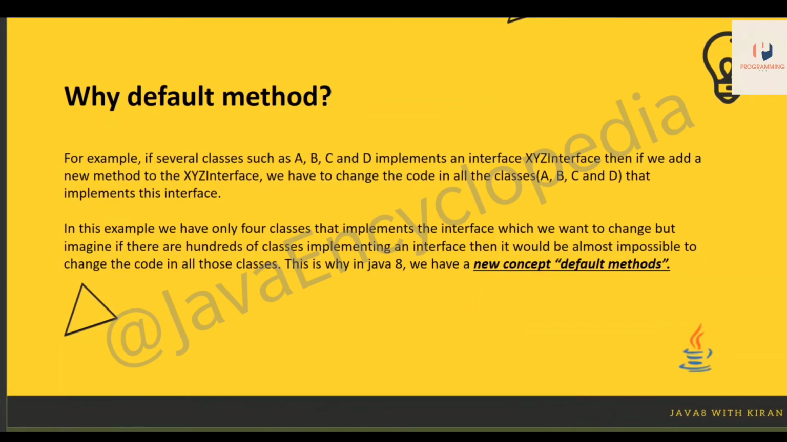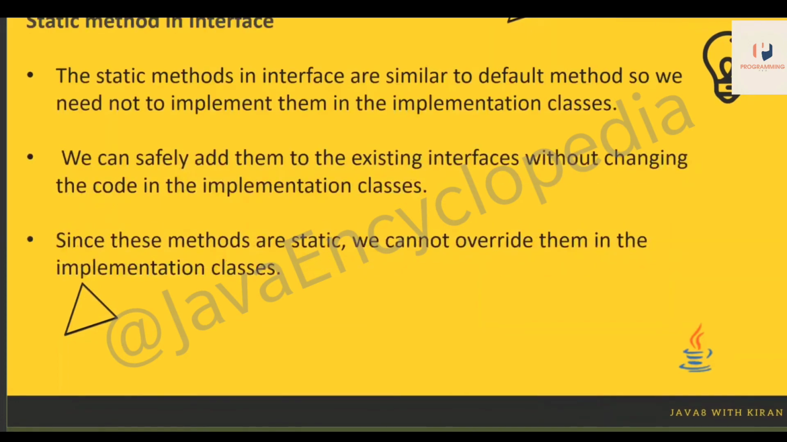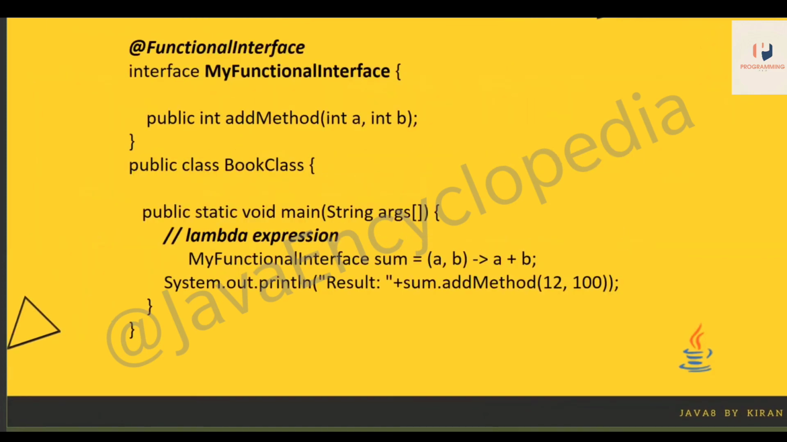And now coming to default, that's why we have default methods, whereas the static method is also allowed in interface. So we can now define a static method. It is similar to a default method, so without changing the code implementation of the classes. But static methods we can't override, whereas default methods you can override with your own definition. So if you see the example here, again the functional interface annotation is there, and we are reusing that. So that's what we saw in the example.